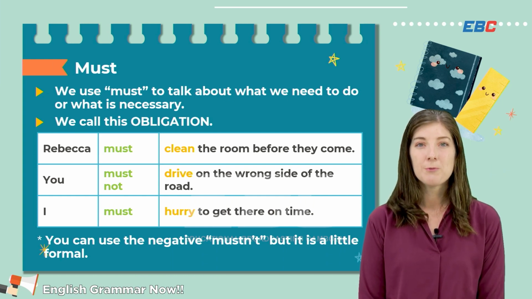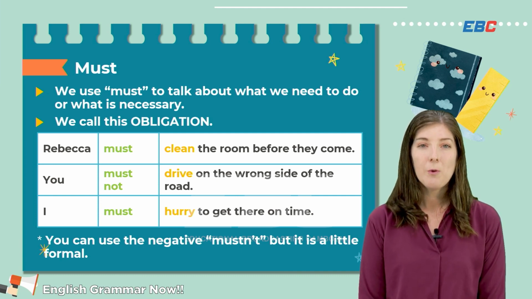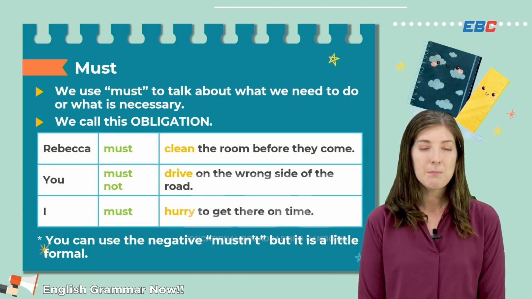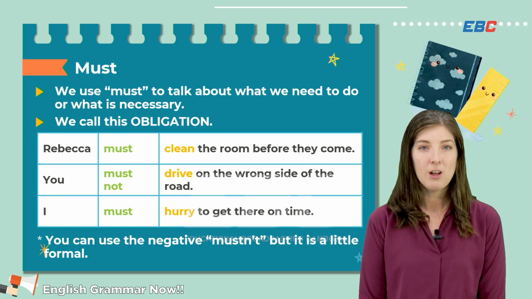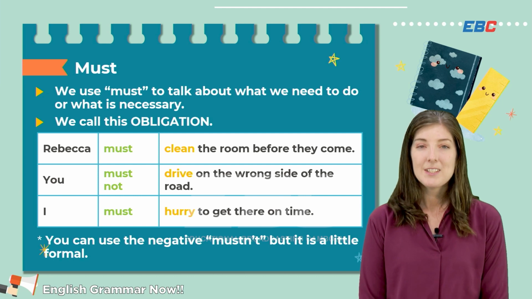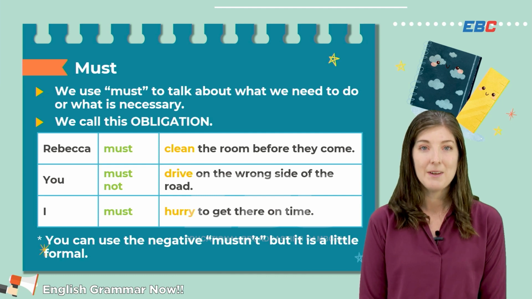We use the modal verb must when we're talking about things that we need to do or something that is necessary. The big word for this is obligation. Some examples might be rules that we need to follow, or things we think are very important. So, some example sentences for must are: Rebecca must clean the room before they come. You must not drive on the wrong side of the road. I must hurry to get there on time.